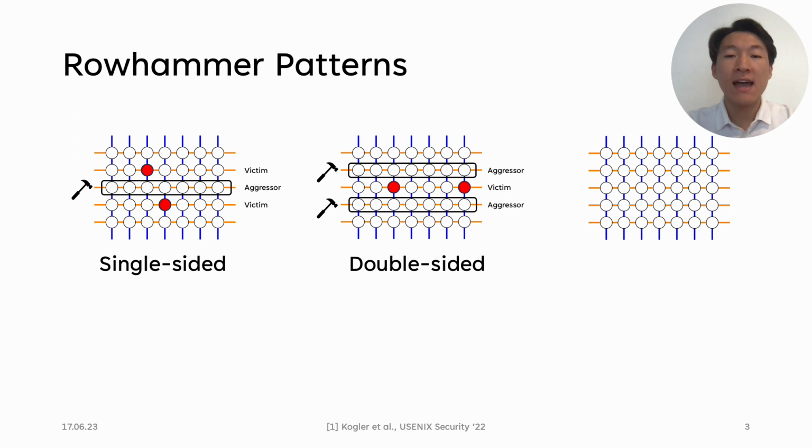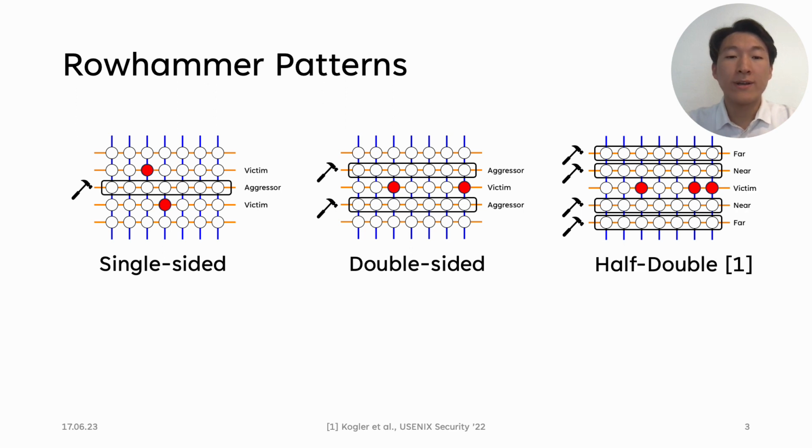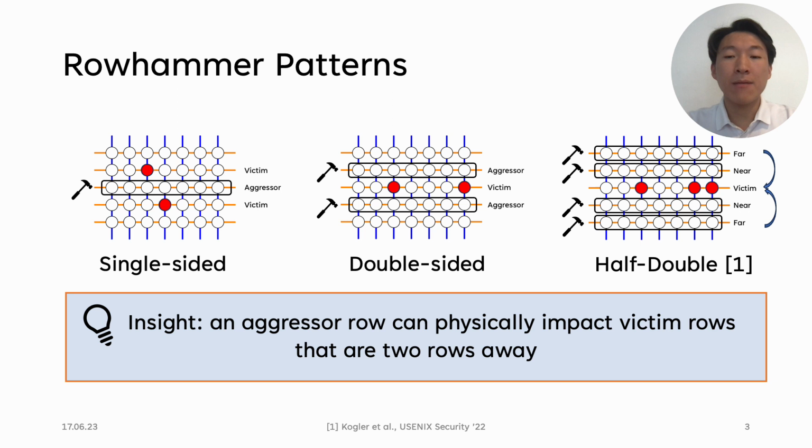More recently, half-double patterns have been introduced. These patterns involve activating not only the 2 near aggressor rows, but also far aggressor rows located 2 rows away from the victim. We see that an aggressor can physically impact victim rows that are 2 rows away.